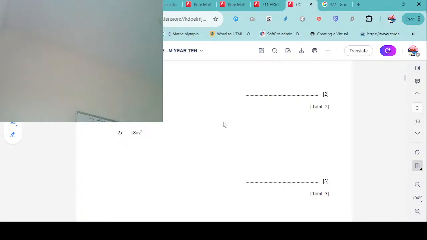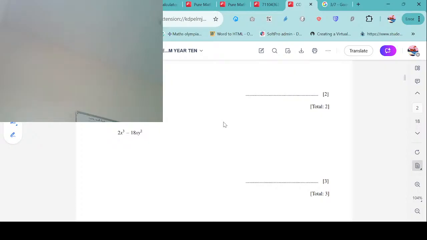So at the end we have A squared minus B squared. A squared minus B squared is called the difference of two squares. So anytime you have the difference of two squares, you can always factorize it into A plus B times A minus B.